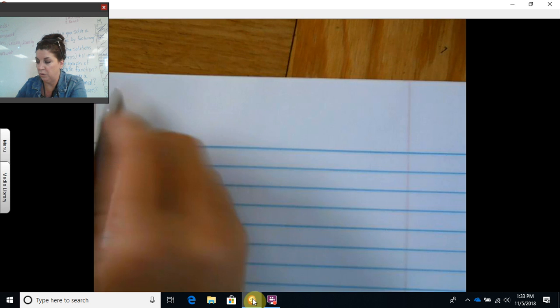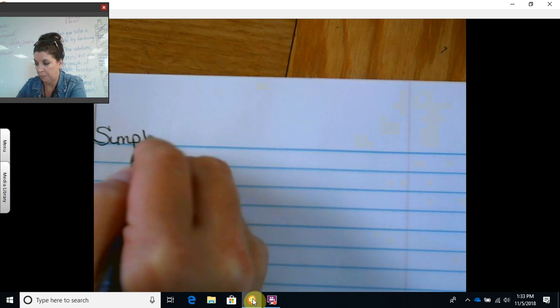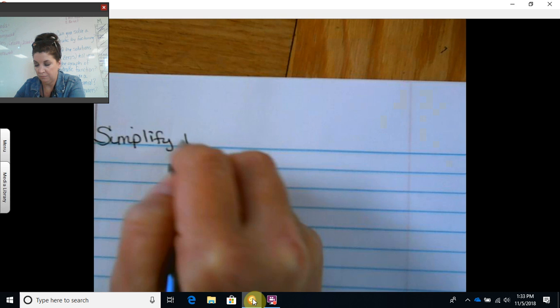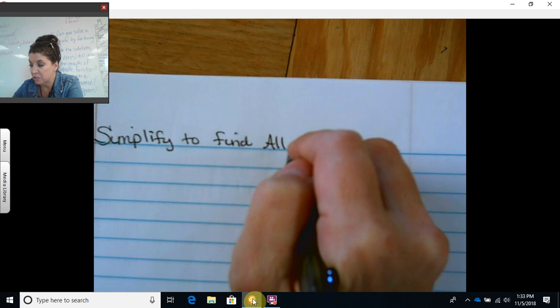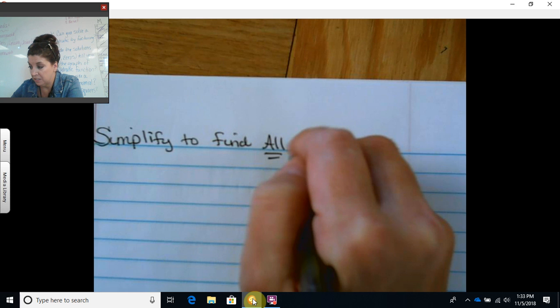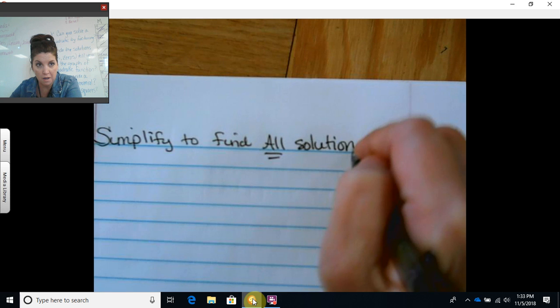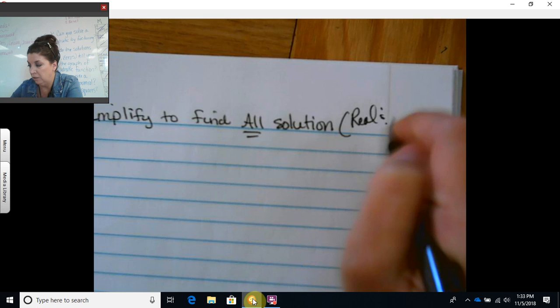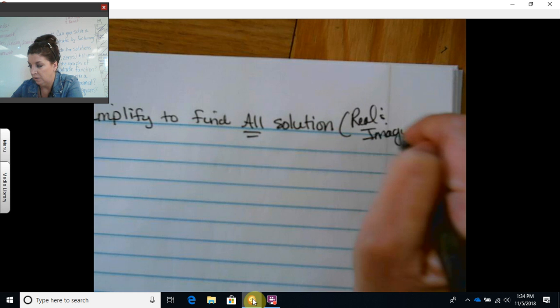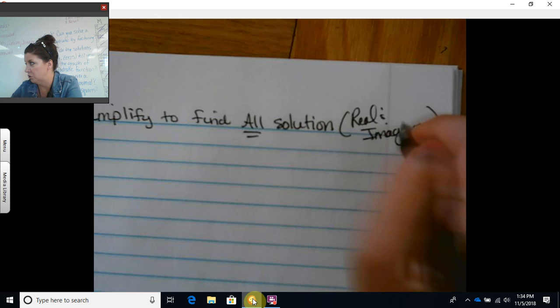First example. So my directions say simplify to find all solutions. When it says all solutions, that means real and imaginary. If your directions just said simplify to find real solutions, if you got an imaginary solution, you would just say non-real number. But if it says all solutions, that means it wants your real and imaginary. So you can't just write non-real number, you have to give it the imaginary solution.